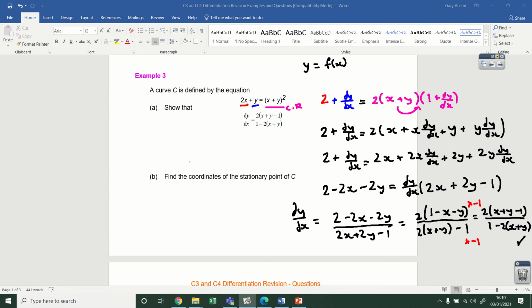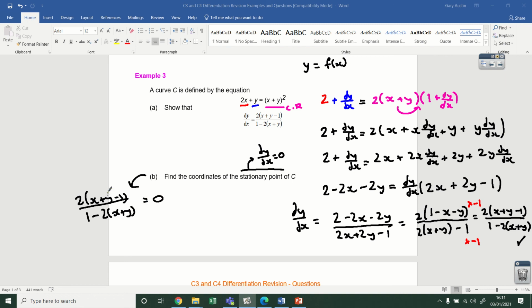Now it wants the coordinates of the stationary points. So if you recall, this is stuff we've done from Year 12, stationary points are when dy by dx equals 0. Okay, I've got an expression for dy by dx, so I can just set that equal to 0, so I'm going to do that over here. Right, so what have I got? 2 times x plus y minus 1 over 1 minus 2 times x plus y equals 0.